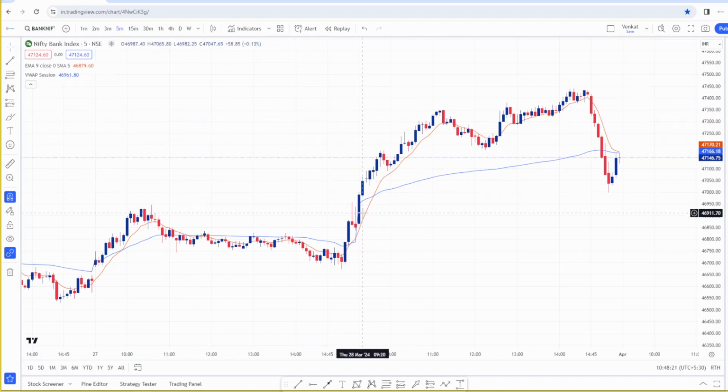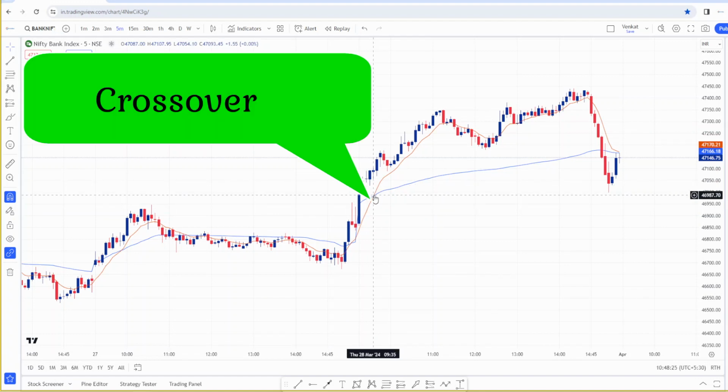When this orange line, that is the moving average, crosses this blue line, then we have to find a long position. That is, our entry should be for the long position. Either you can take a call option or you can sell a put option. Whenever, on a particular day after the market opens, this orange line crosses this blue line, that is the moving average goes above this VWAP, this is our entry point.